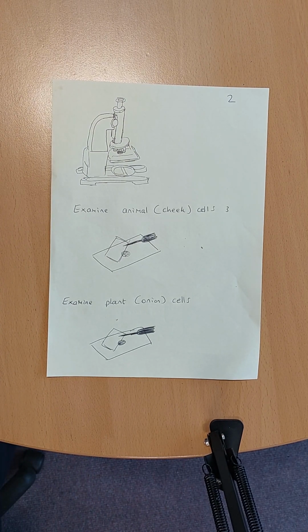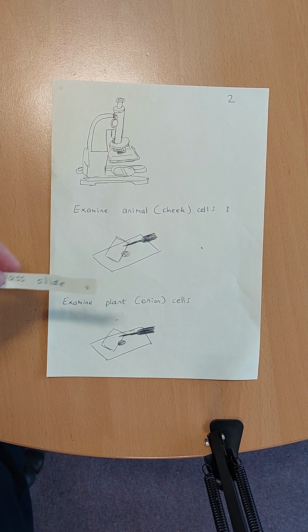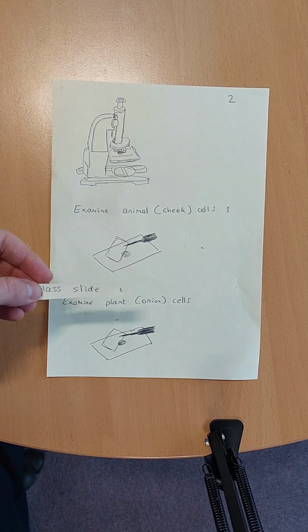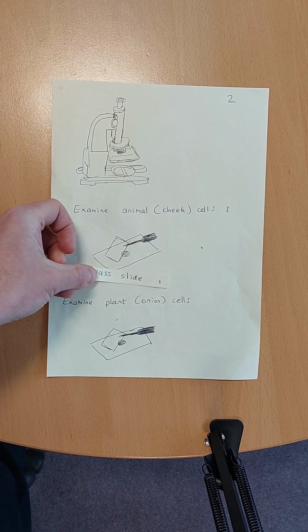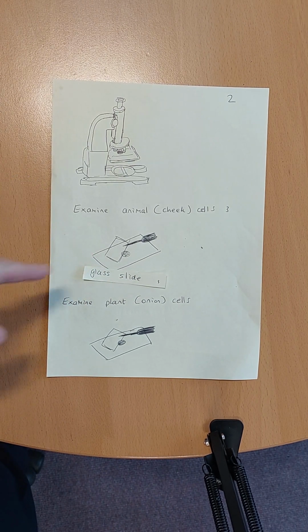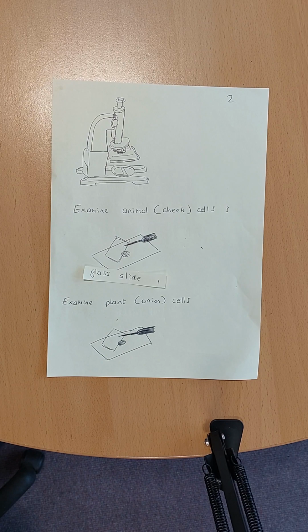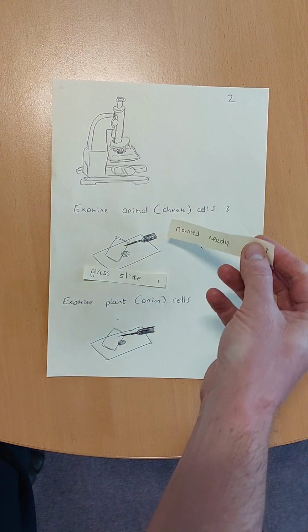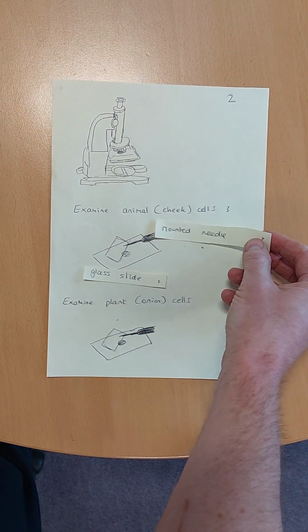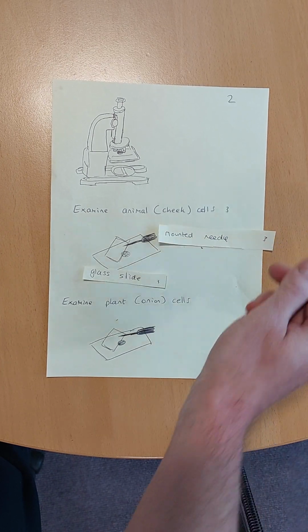So let's start off with the glass slide. In both diagrams there is a glass slide. We'll do the animal, the cheek cell, first. The glass slide is the bit that we put everything on. Then we have a mounted needle. Have a look and say, which do you think is the mounted needle? The mounted needle is the pointy thing there, useful for poking things and moving things around.